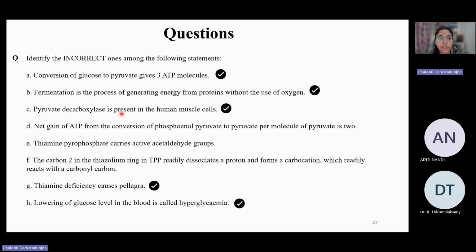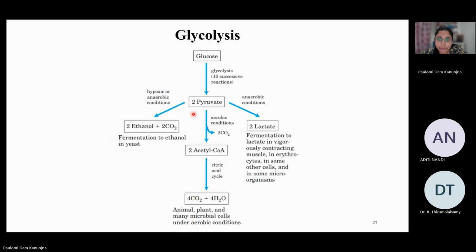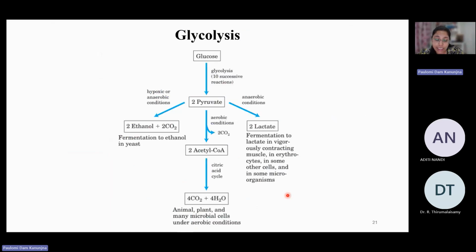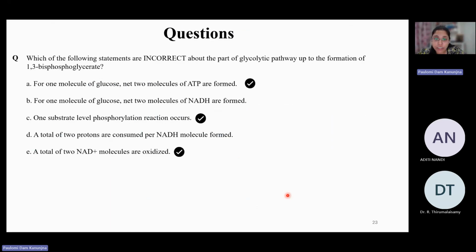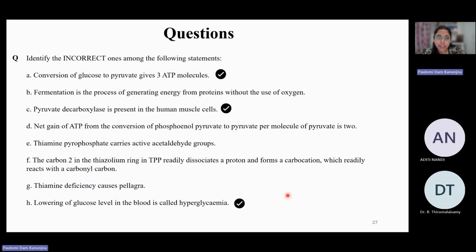Pyruvate decarboxylase is present in the human muscle cells. Let me go back to this slide here. Where is pyruvate decarboxylase? It is in the formation of ethanol. So you are not forming ethanol in human cells. In human cells, under anaerobic condition, lactate dehydrogenase is acting, which forms lactate fermentation, lactic acid, and that, as I have mentioned, in athletes it gives cramps, right?